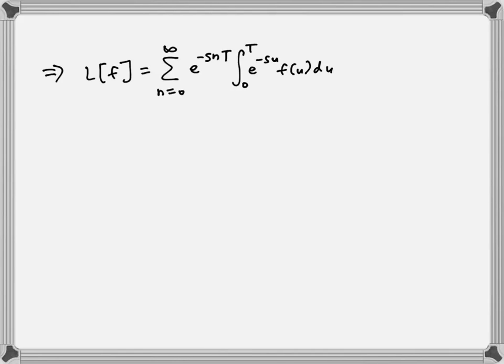Now, next thing to notice, this integral part doesn't depend on n. So that means the integral can get pulled out of the sum. This is what we end up with: the integral from 0 to T of e to the negative su. Now, here's the thing about that. I could just replace this with lowercase t's because it's a dummy variable anyway. So let me go ahead and replace that now. And what I'm left with is the following, with n equals 0 to infinity. Now, watch the way I write this.